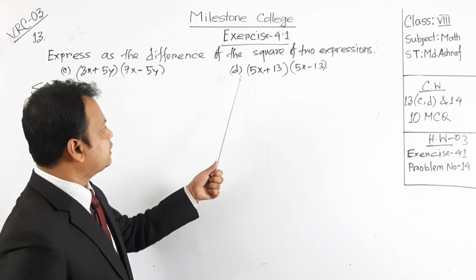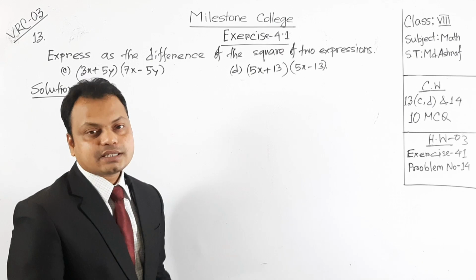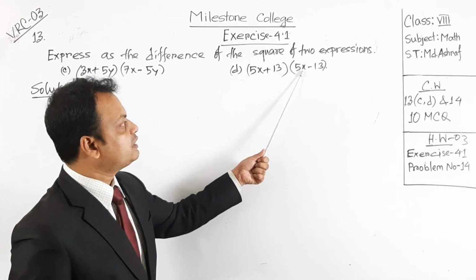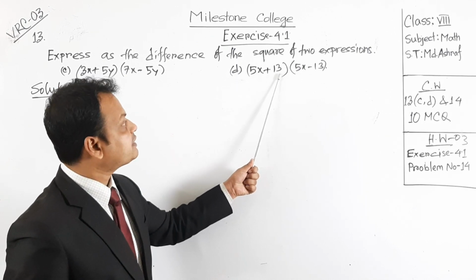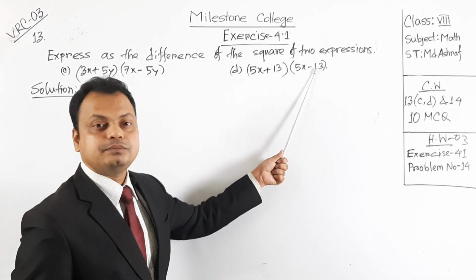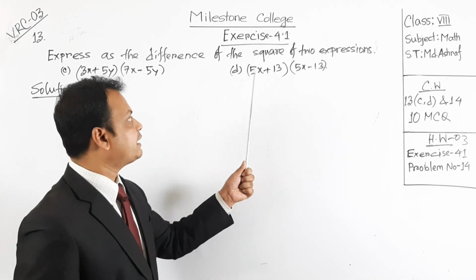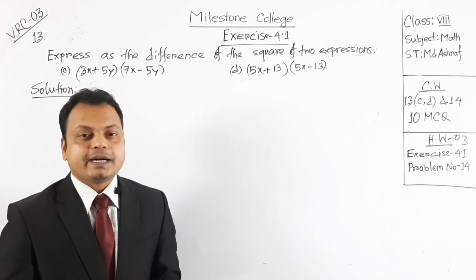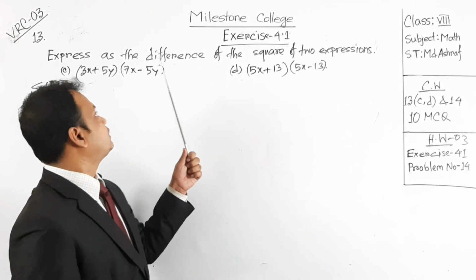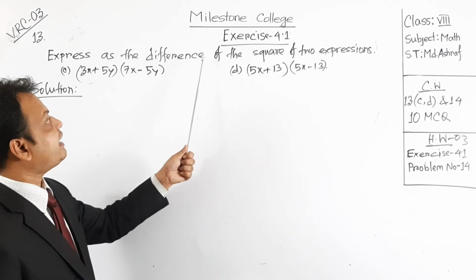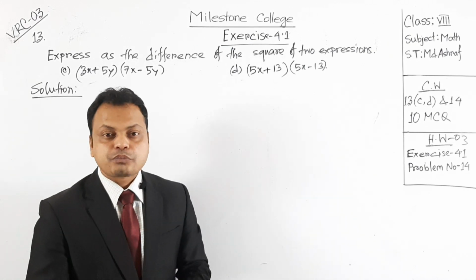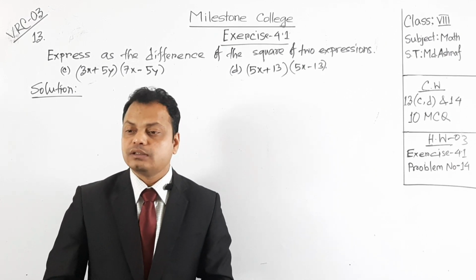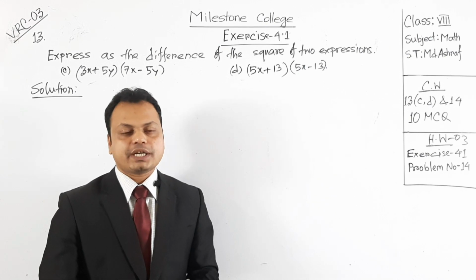Now D number question. 5x plus 13 into 5x minus 13. Observe here. Consider 5x as A. So this 5x is the same, it will be A, and 13 is B, and here 13 is B. So we can get here A plus B into A minus B. So we have to express these two expressions as the difference of the square. Okay. So there is another formula for this one. What will be this one? A square minus B square. Yes, you can apply here A square minus B square.